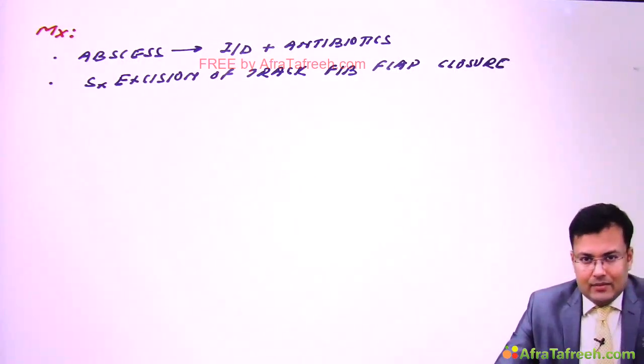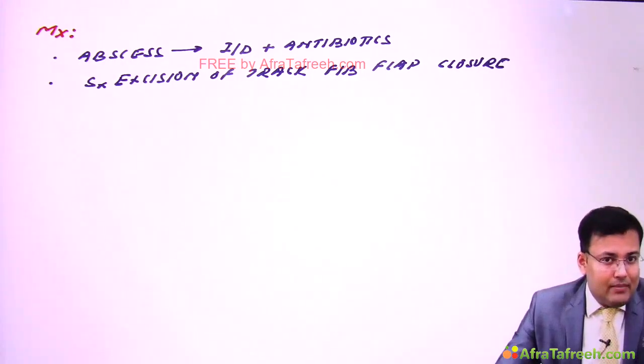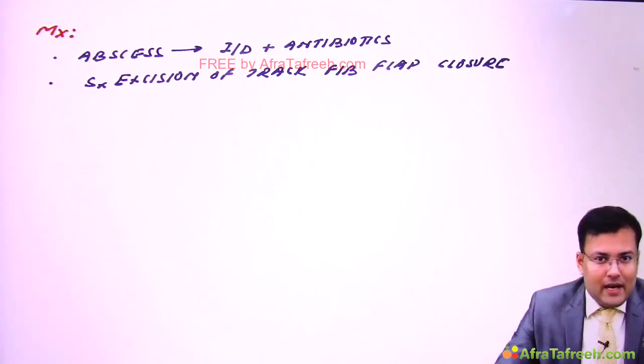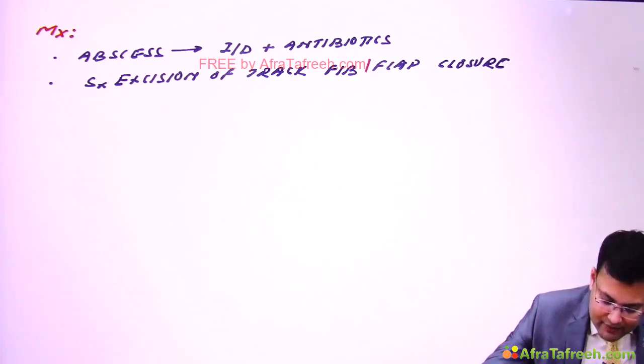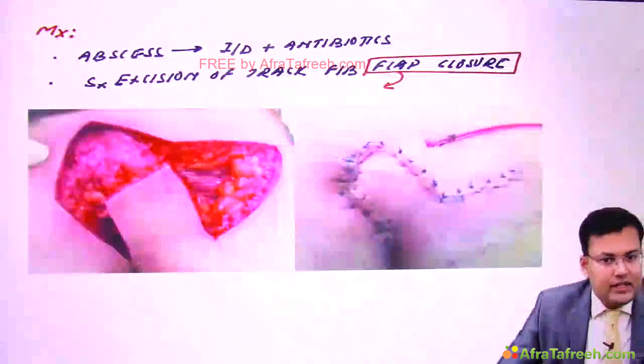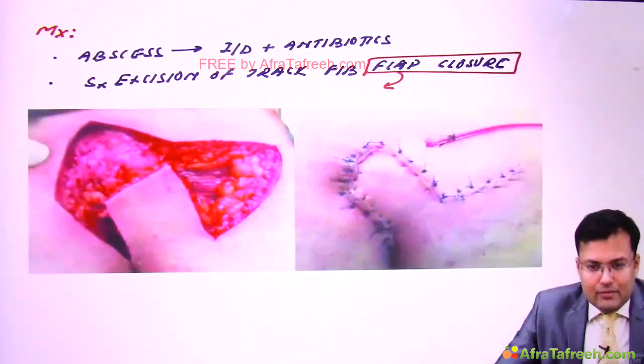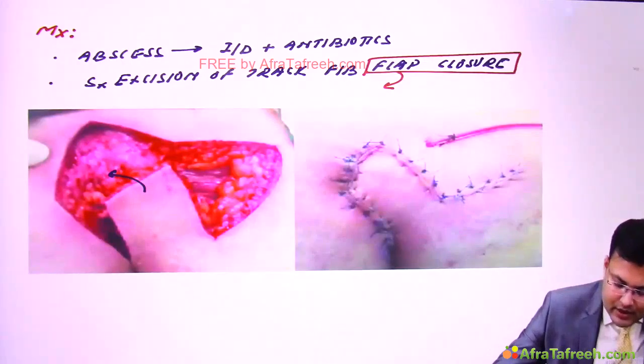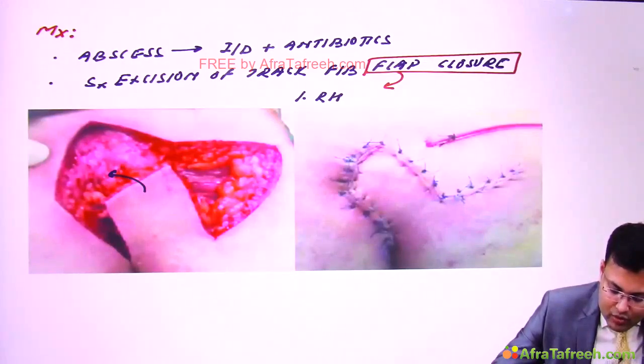This was asked in AIIMS. In pilonidal sinus, we use which flap? Limberg flap, which is also known as rhomboid flap. So what are the names of flaps which are used? Here you see this picture. This is the rhomboid flap. After excision, we are closing the defect with the rhomboid flap.